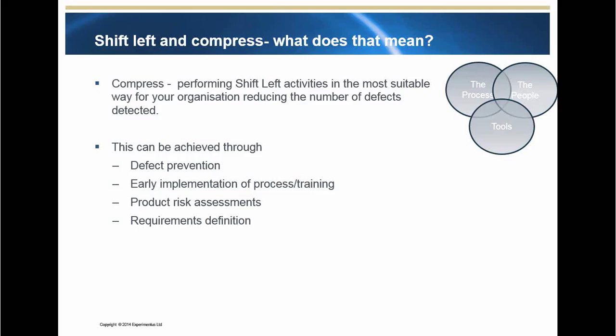We achieve this through process change, more defect prevention, less defect detection, better requirements definition and prioritization based on product risk. In people, we do this through the early implementation of training and process support and mentoring. And in tooling, through your ability to measure the effects of earlier and reduced defect detection in a project, and also higher quality solutions in the live environment.